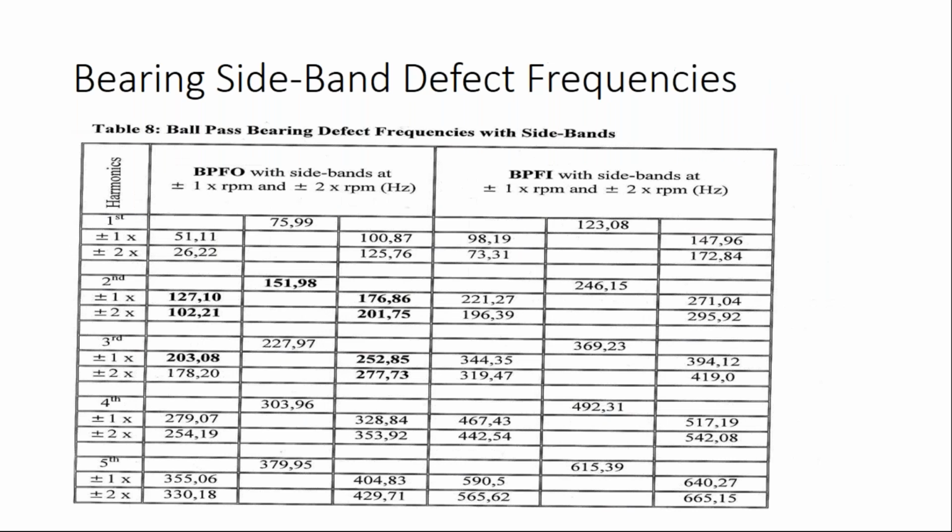And here I've just calculated your frequencies. This is what they call sideband frequencies. If you know your shaft speed, you can calculate your harmonics, and these sideband frequencies occur either at 1 times the frequency on either side of the shaft speed, or 2 times. So these are both bearing defect frequencies, and as I say, in the literature this is quite easy to do.